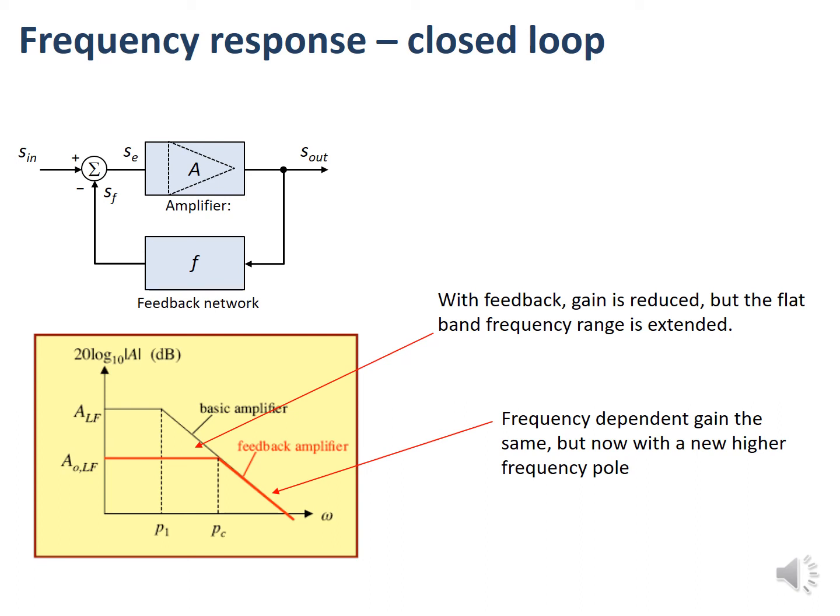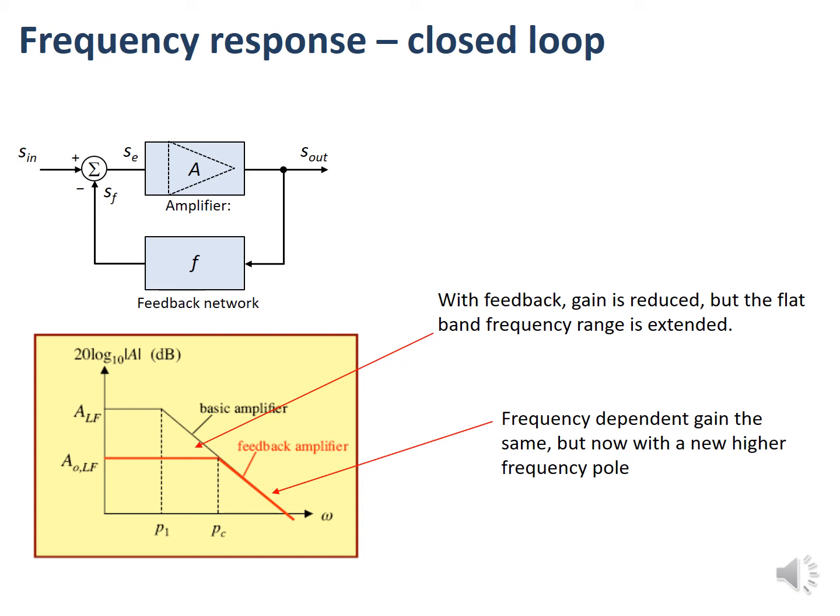The slope going down towards 0 will be the same 20 decibels per decade that I see with all of these types of circuits. What I see, though, is that my region in which the gain is constant, the flat band frequency range, is extended. So with the feedback amplifier, I reduce the value of the gain, but the frequency range for which the gain is constant is greatly extended.